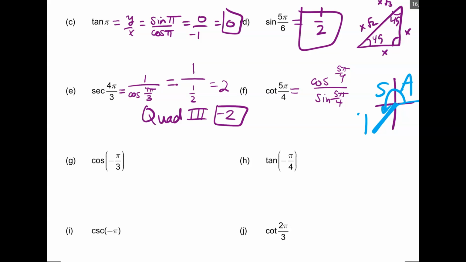All Students Take Calculus. If tangent's positive here, guess what else is positive here? Cotangent. So this is negative root 2 over 2 over negative root 2 over 2. That's 1. It's just 1. Whenever you have a 45 degree angle, tangent and cotangent will either be 1 or negative 1. Either sine and cosine have the same sign, or they have opposite signs. That's it.